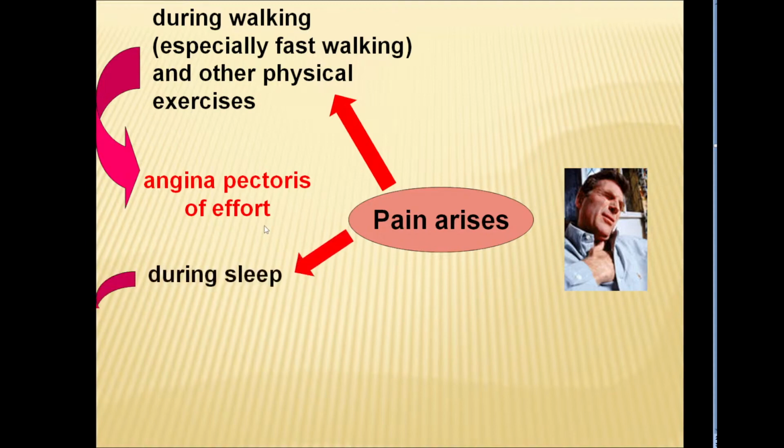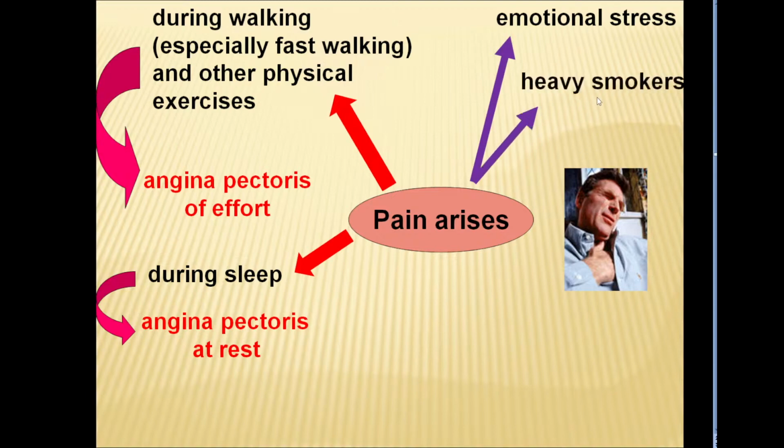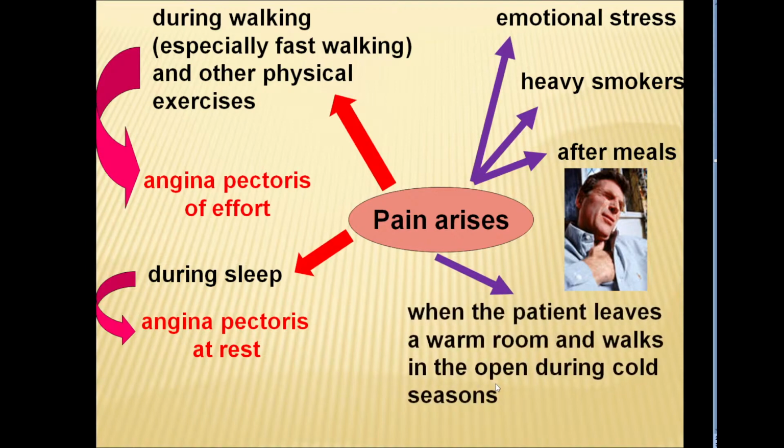Later, when the pathological process progresses, attacks of angina pectoris may be at night, during sleep. We are talking about angina pectoris at rest, and it is a bad prognosis for the patient. Other provoking factors are emotional stress and heavy smoking. We must remember about heavy meals because blood flow intensively goes to the abdominal organs, first of all into the stomach, and the heart becomes poor with blood flow, affected coronary vessels intensify this problem. And sometimes provoking factors may be connected with seasons, especially intensified during winter, when the patient goes out from the warm room onto the cold street.